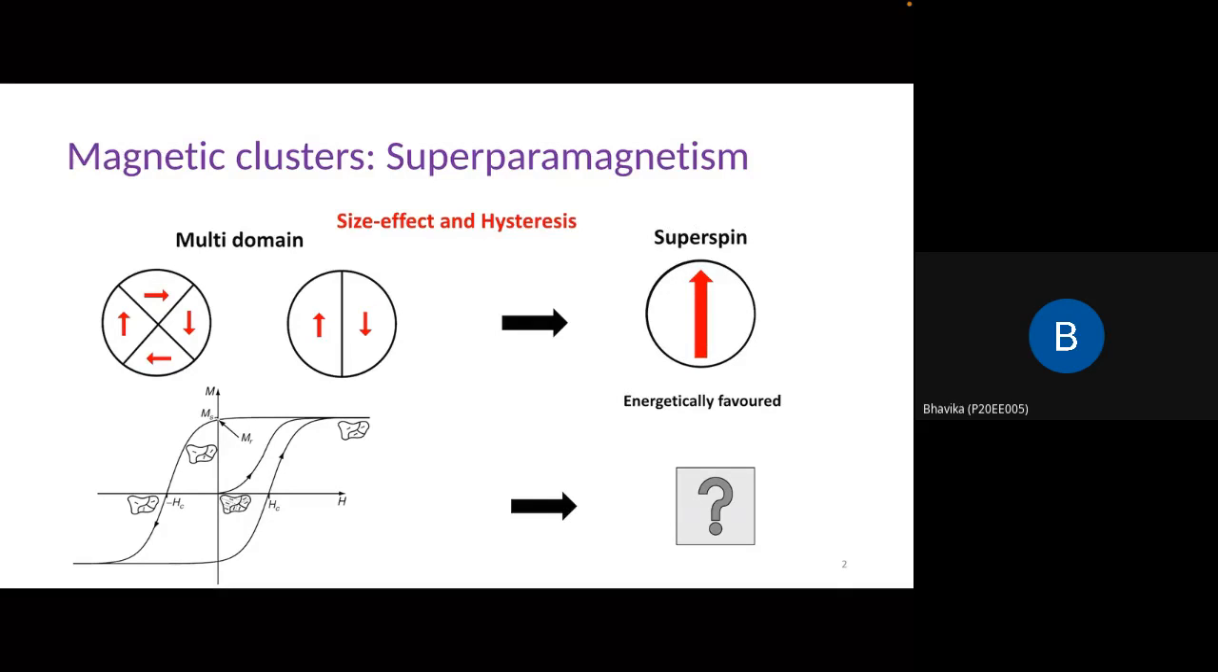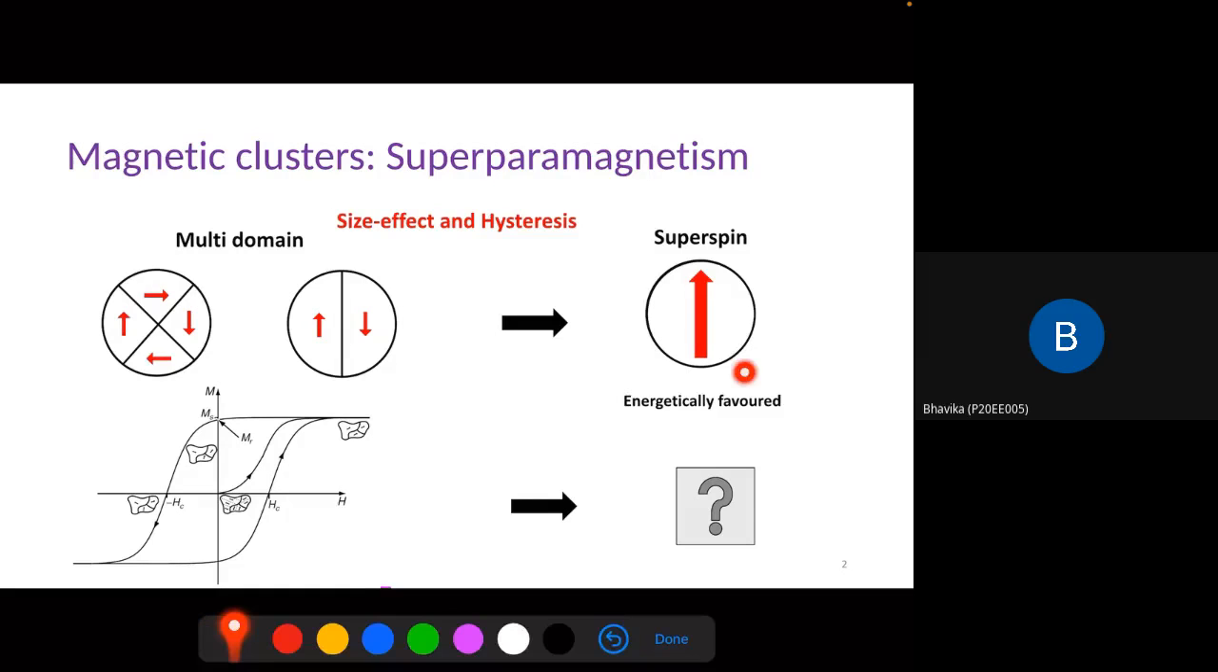So what is done in this single domain state? We have lots of spins which are pointing in the same direction. This is on the right hand side, let me just draw that. Here you see it's like a single domain state, right? And all the spins are pointing in the same direction.